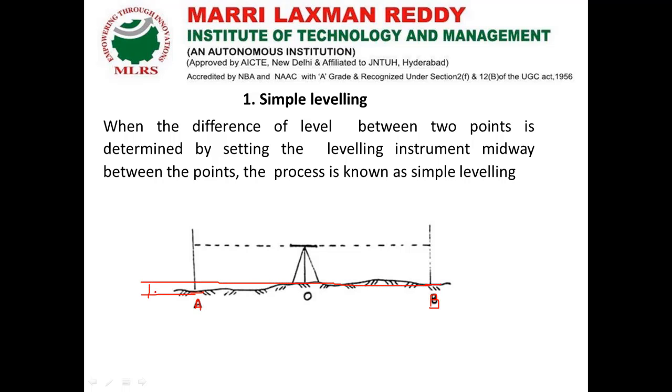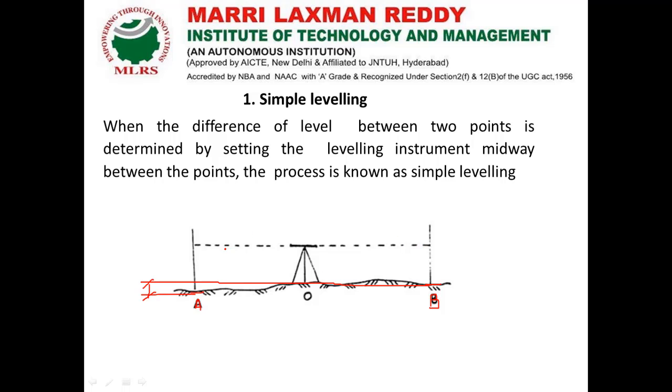So what is the height difference between the point A and B? Whenever we want to know this, these points should be very nearby. At that time, whatever leveling we are going to do is called simple leveling. First we set up the instrument between these two points and do all the temporary adjustments. After doing the temporary adjustments, the line of sight is in the horizontal plane.